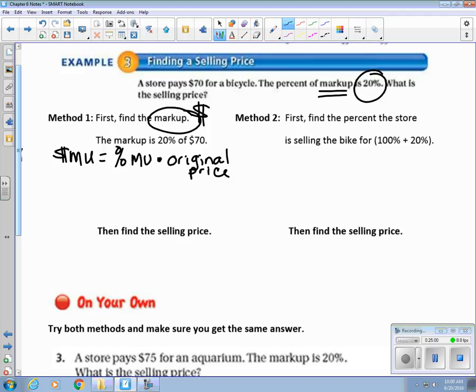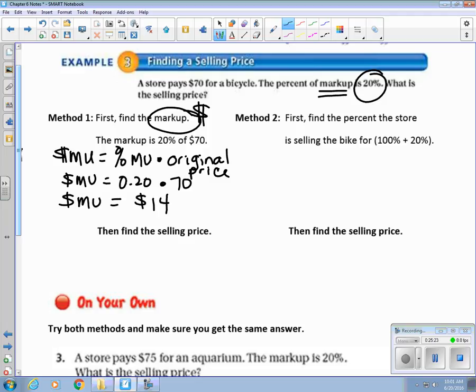The percent markup was 20%. That's 0.20. The original price that the store paid was $70. So the dollar markup is going to be equal to 0.20 times 70. And that means the dollar markup is equal to $14.